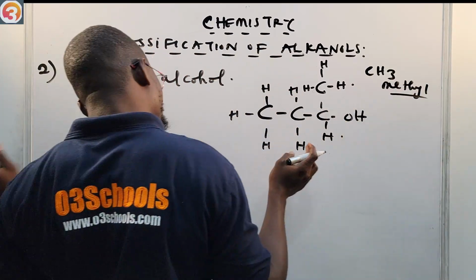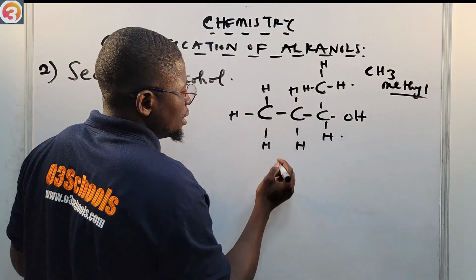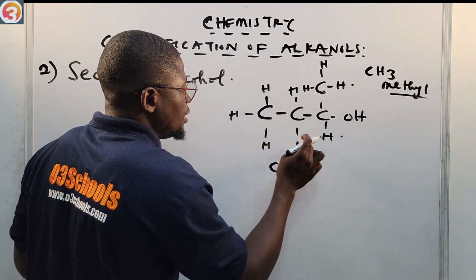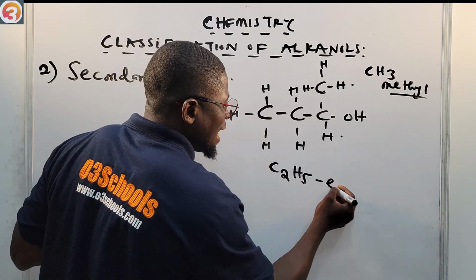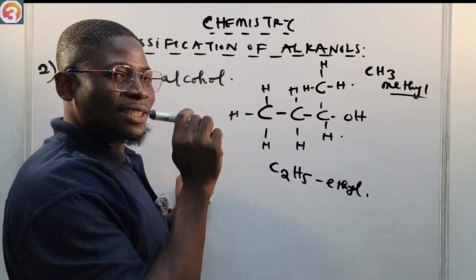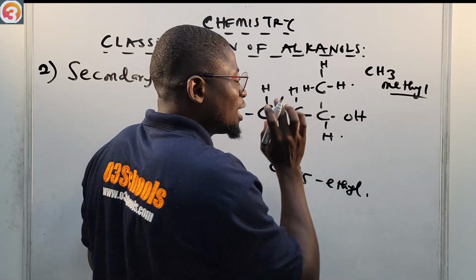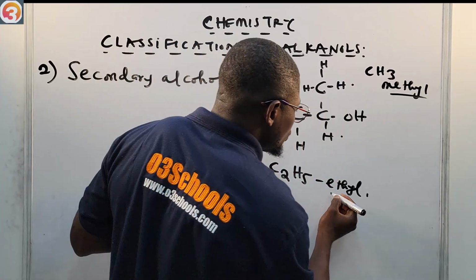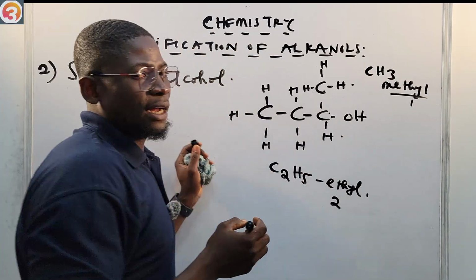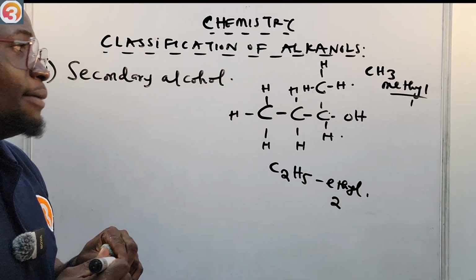Then to the left, 1, 2, that's C2H5. 1, 2 carbon, 1, 2, 3, 4, 5. This is an ethyl group that is bonded to this carbon atom too. So for that singular reason, this is a secondary alkanol, because it has two alkyl groups, 1 and 2, bonded to this carbon atom. Of course, you can attempt to name this compound.